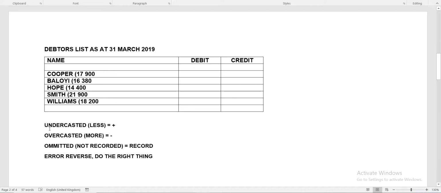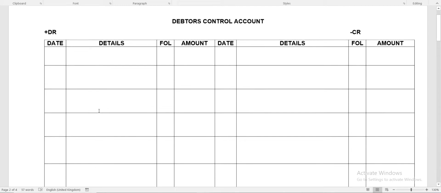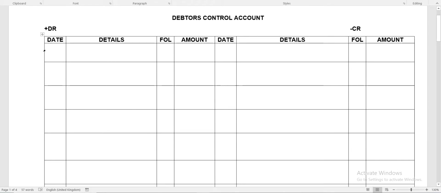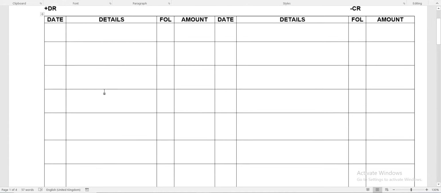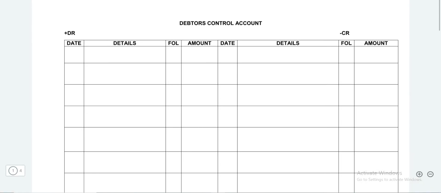If they don't want to say overcasted, they can say understated. So it's the same thing. So you need to know the synonyms that they can also use for this. Now, because I'm having a technical issue with my pen, I'm going to type all my answers.